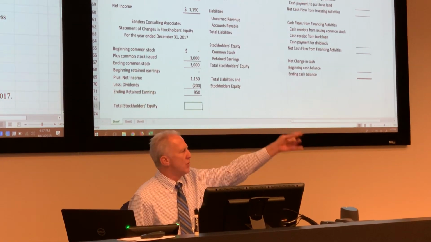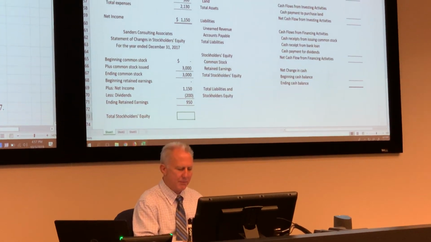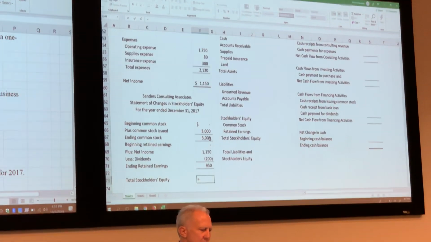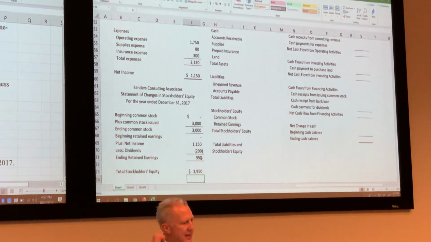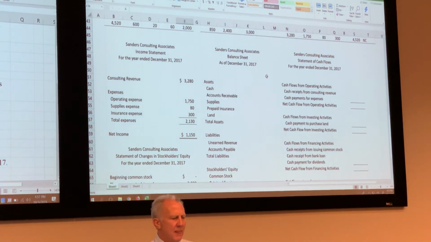Stockholders' equity has two components, contributed capital, earned capital. We simply add them together. The $3,000 in contributed capital and $950 in earned capital, $3,950. Let's do the balance sheet.